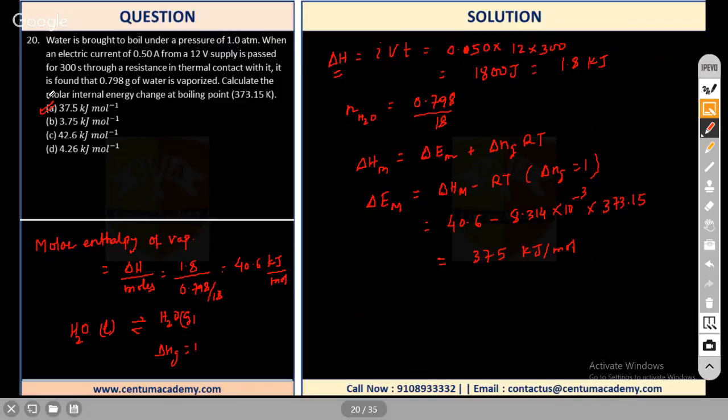Internal energy per mole is nothing but the molar internal energy, right? So when you have to find out molar internal energy here, you must convert this into molar enthalpy. And for that, the enthalpy per unit moles gives you molar enthalpy. Clear?